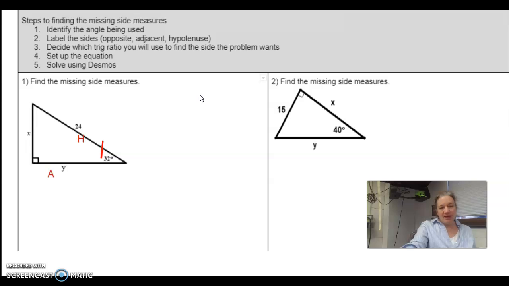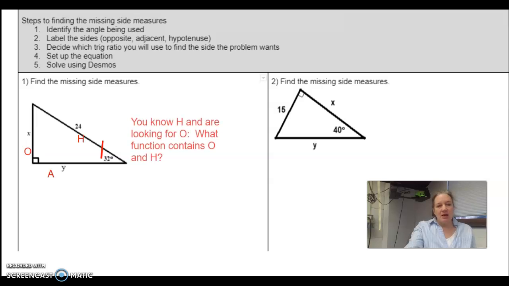I'm going to label the Y A for adjacent because it's touching my angle. The hypotenuse and the adjacent side touch the angle. And then O for my opposite side, X. Okay. So I'm looking at this. I know H. H is 24. And I'm looking for O. So I know H and I'm looking for O.